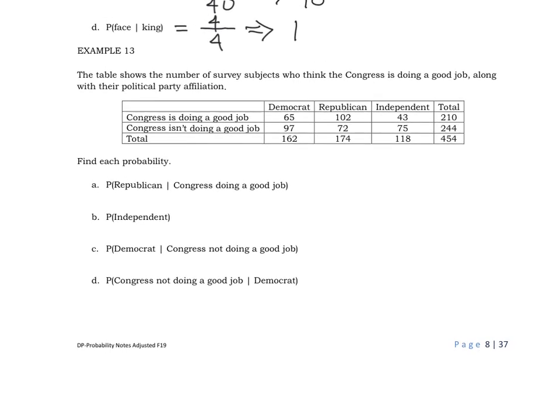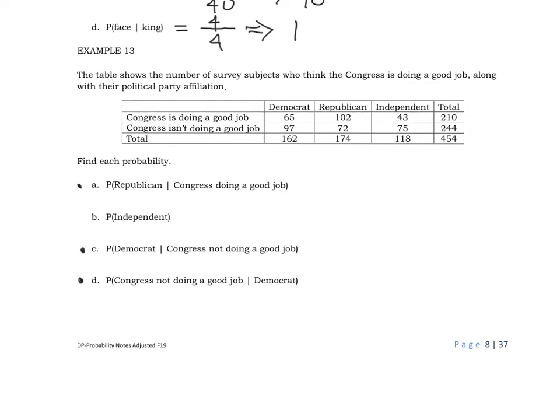Okay, let's go back to the survey again. And remember that if it's a conditional probability, it will change the number of outcomes. So you'll look at the notation. Problems A, C, and D are conditional probability. Problem B is not, so let's pay attention.